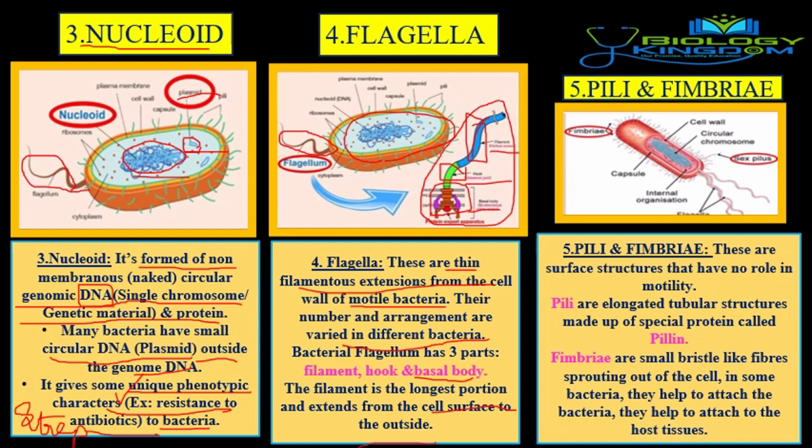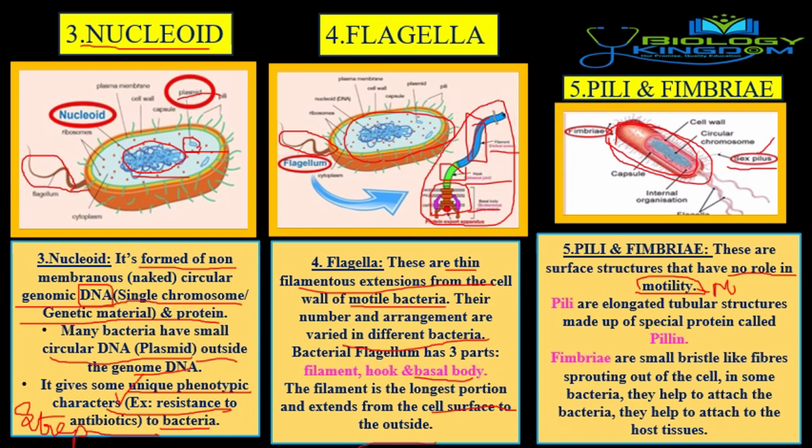Moving on to the next parts, villi and fimbriae. So here the hair-like projections which are present towards the outer cell are known as villi. If they are helping in the reproduction process, that is the reason we call them sex pili. So these are surface structures and they have no role in motility. Now what is this motility? Motility is nothing but movement of the cell.